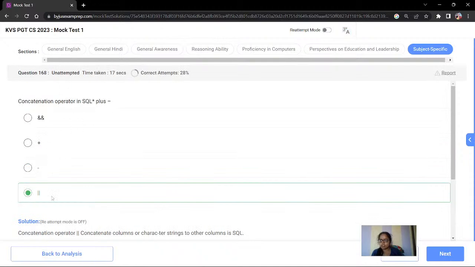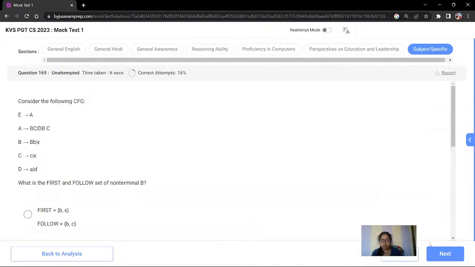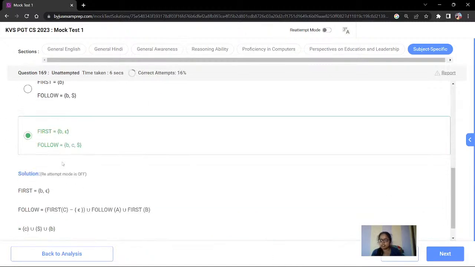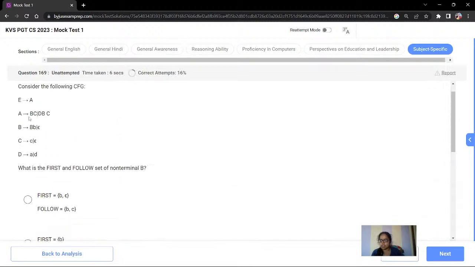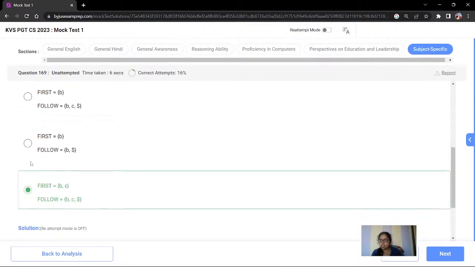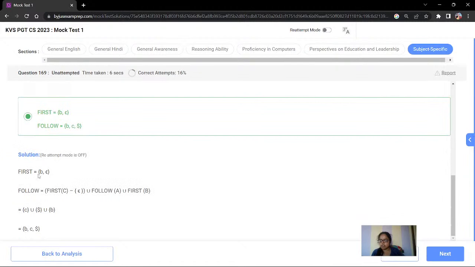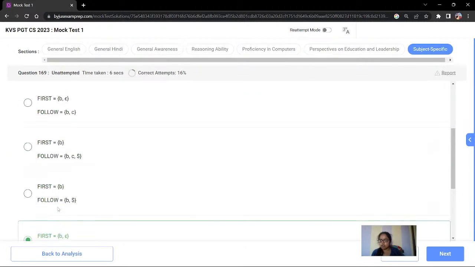SQL: the plus is equal to this. This is the concatenation operator, used to concatenate a column. Next, this is the CFG. First is A B. This C follow first B N and follow is P C dollar.